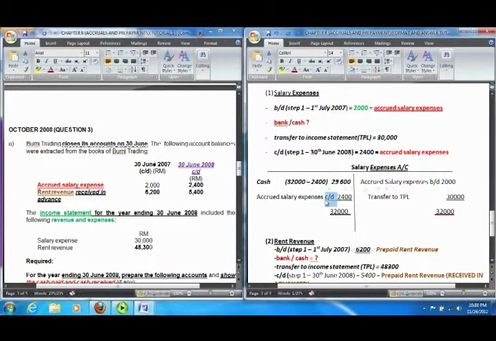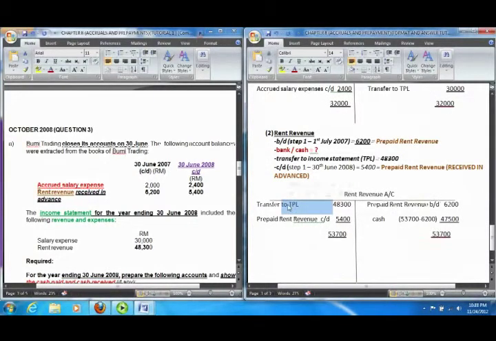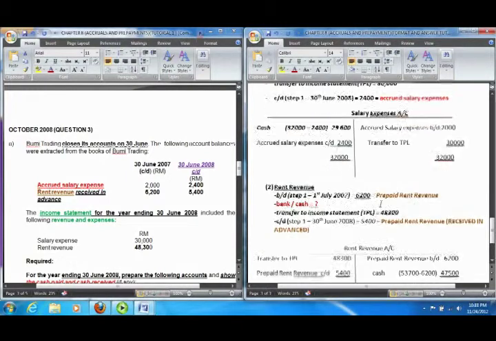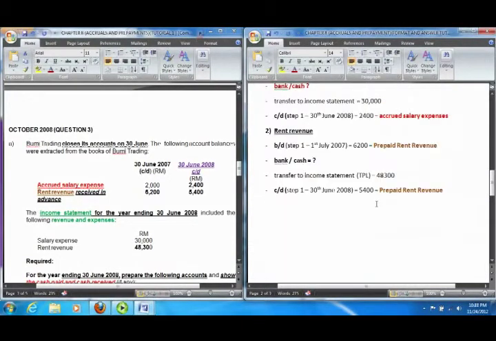Next is your CD. The question will give you either accrued or prepaid. Your TPL must always be on the credit side for expenses, and for revenue, TPL is always on the debit side. However, BD and your CD are based on the situation. Is it prepaid or accrued? So this is the whole story of my tutorial discussion, October 2008, question 3.